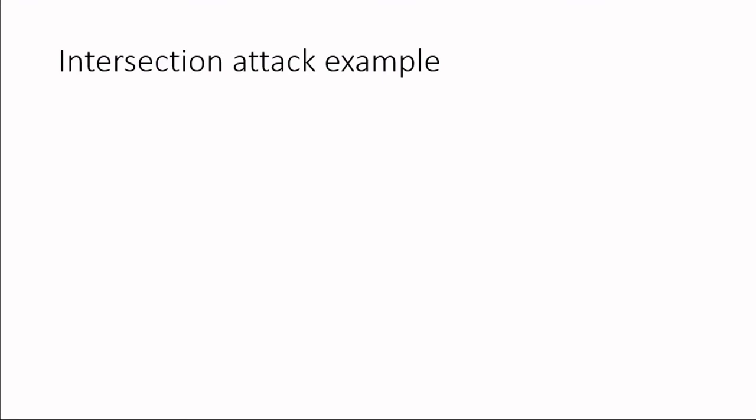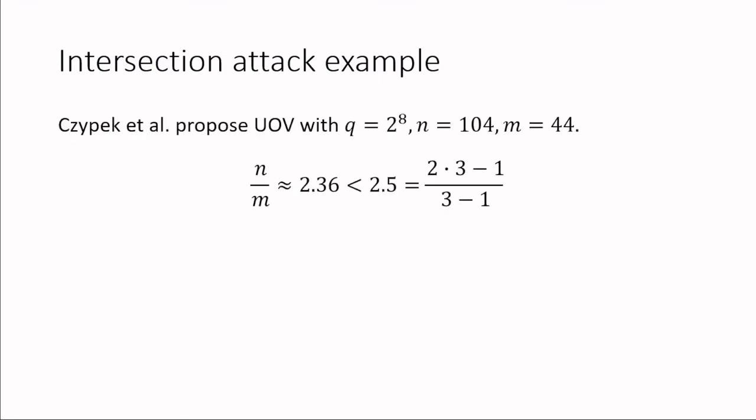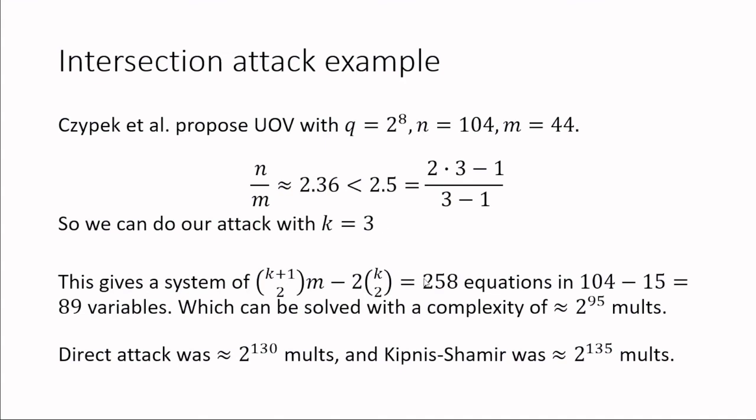Okay, so let's apply this attack to a proposed parameter set that was in the literature. So like this one, where q is 2 to the 8, you have 104 variables and 44 equations. So in this case, n over m is 2.36, which means that we can choose k equals 3 and still expect your intersection to be non-zero. And if you do the attack with k equals 3, then our system has 258 equations in 89 variables. And it turns out that you can solve this with just generic algorithms with a complexity of 2 to the 95 multiplications. And yeah, this is much better than the expected strength of this parameter set, because this parameter set was chosen to have 128 bits of security.